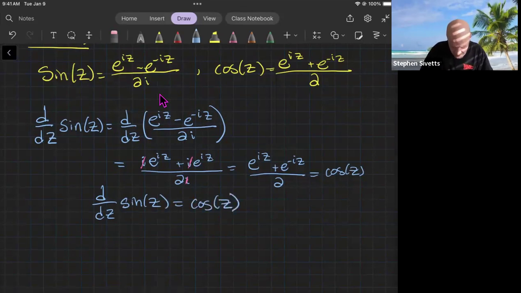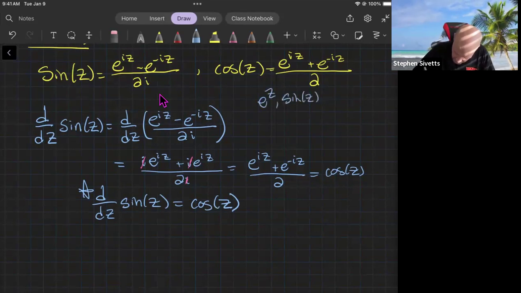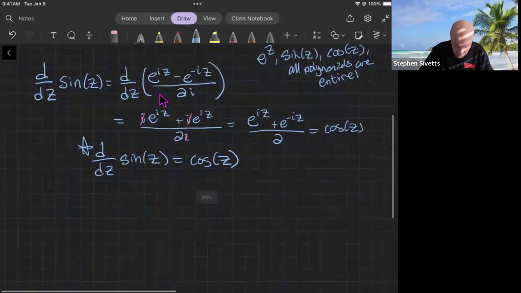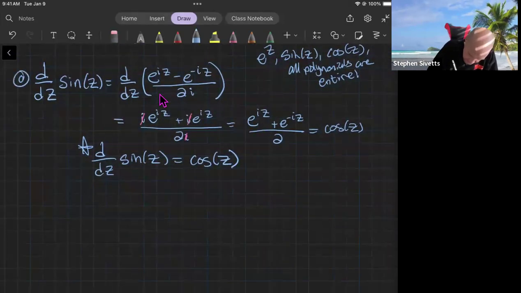Okay. And we know this function is entire on the complex plane: e to the z and then sine of z, and also cosine of z, we'll show that in a second. And all polynomials are entire. So this is pretty powerful. So they're differentiable everywhere on the complex plane.